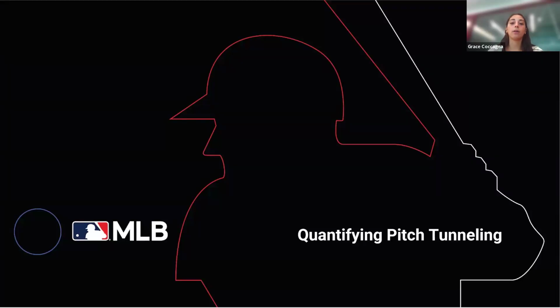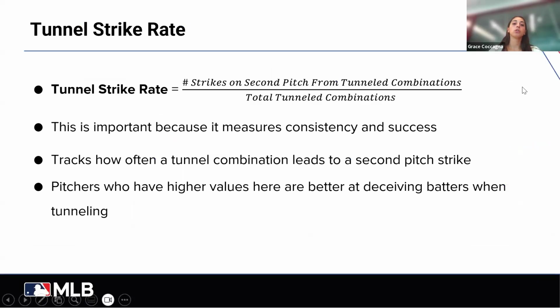Now that we have identified all of that, we can begin putting numbers onto all of this and start quantifying pitch tunneling. To begin, the first metric that I created was the tunnel strike rate. So the tunnel strike rate is calculated by the number of strikes on a second pitch from tunneled combinations divided by all total qualified tunneled combinations.